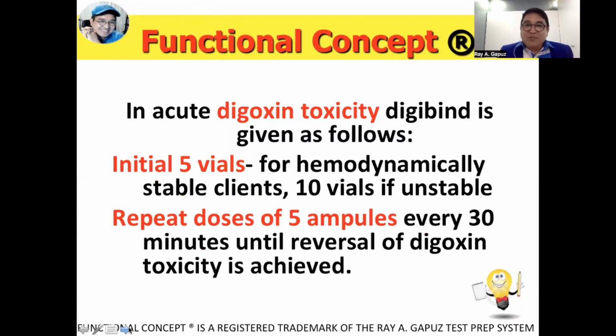In acute digoxin toxicity, Digibind is given as follows. Initial 5 vials for hemodynamically stable clients, but 10 vials if the client is unstable. And then repeat doses of 5 ampules every 30 minutes until the reversal of digoxin toxicity is achieved.